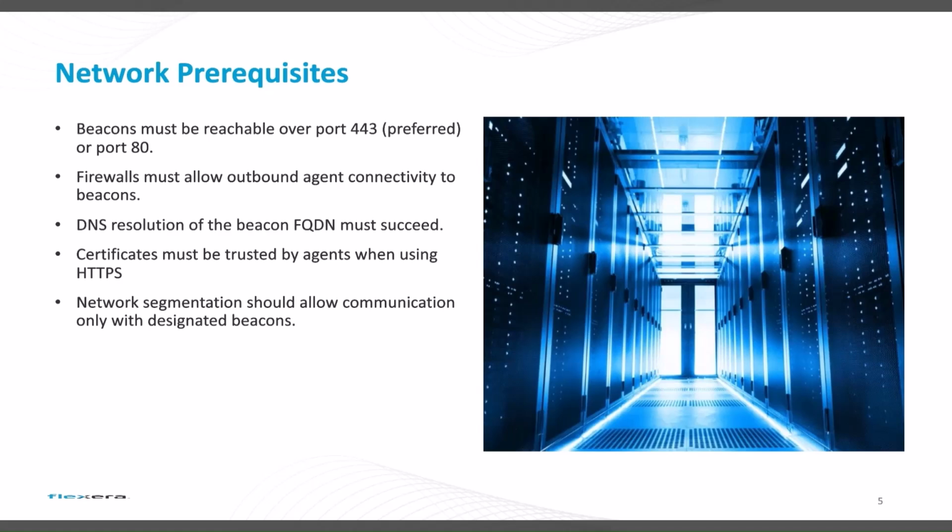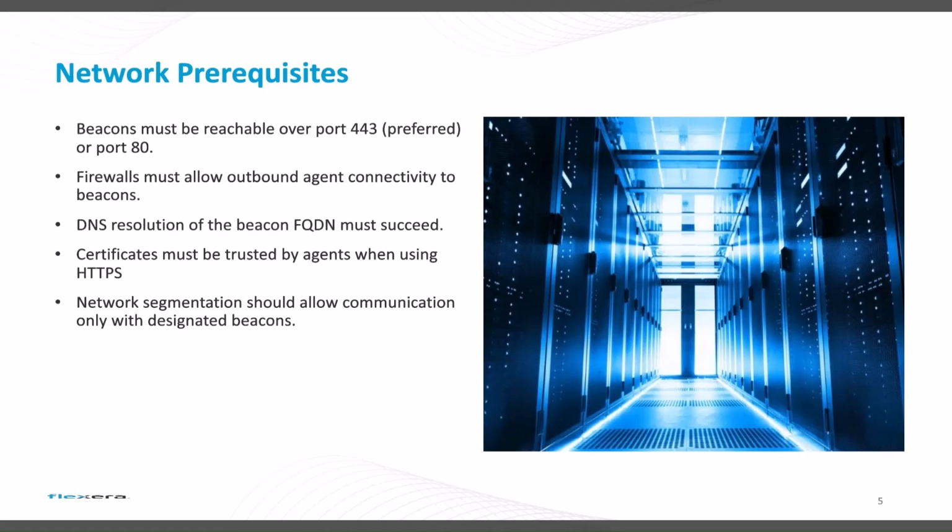To ensure reliable communication between Flexera inventory agents and the beacon infrastructure, several key network requirements must be in place. First, each agent must be able to reach its assigned beacon over port 443, which is the preferred and secure HTTPS communication channel. As an alternative, port 80 may also be used when HTTPS is not enabled. This is essential because agents upload inventory and download policy through these ports as part of routine operations.